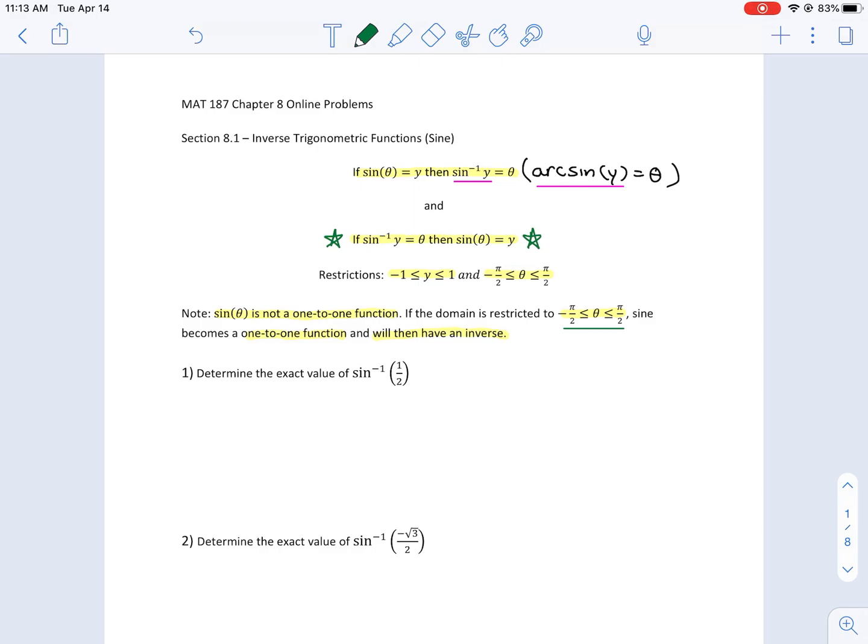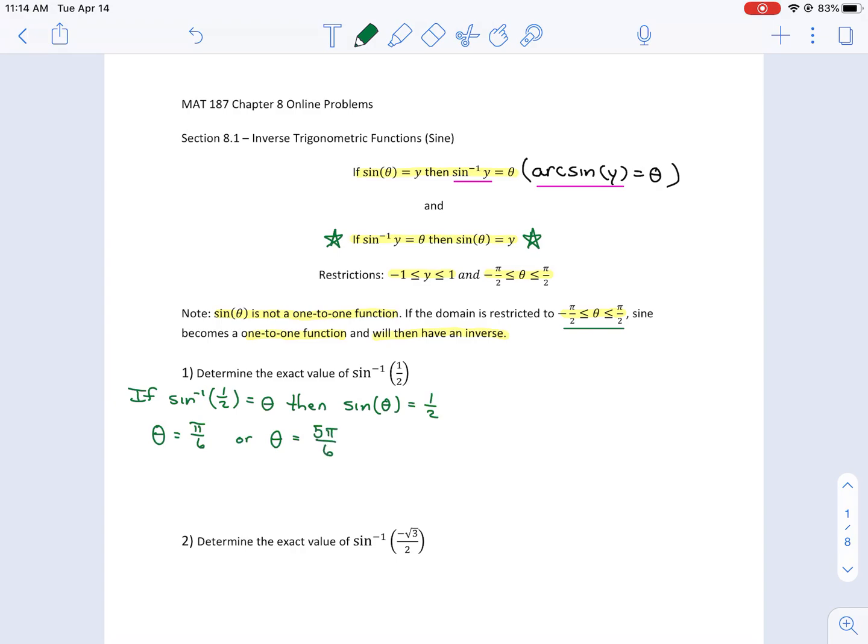It says determine the exact value of the inverse sine of 1/2. And I'm going to write out a sentence. If the inverse sine of 1/2 is equal to theta, then sine of theta has to equal 1/2. And if you look at the unit circle, it gives you two options. Theta is equal to pi sixths, or theta is equal to 5 pi sixths.